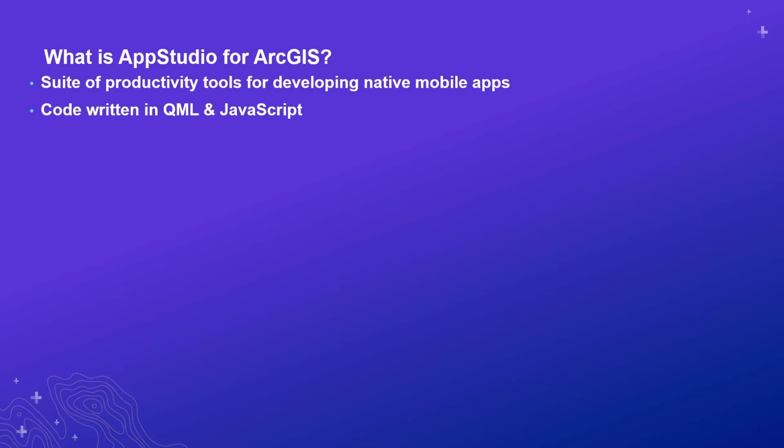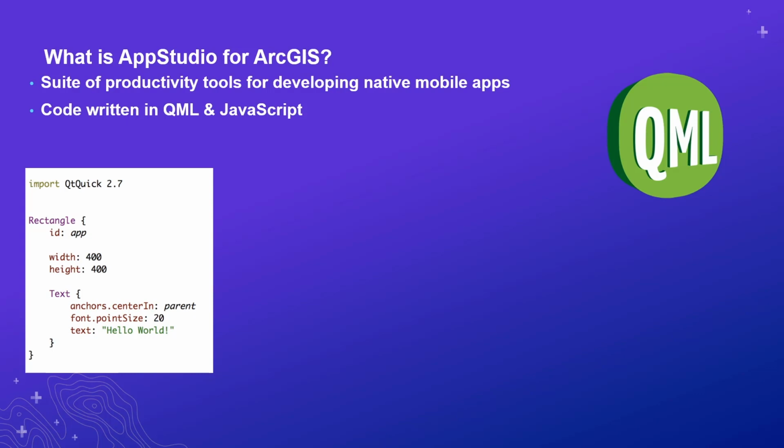So apps developed with AppStudio for ArcGIS are written in QML and JavaScript. And while everyone has heard of JavaScript, most people have never heard of QML. So QML stands for Qt Meta Language, and it's derived from Qt, which is a C-based language. It's a declarative language used mostly for developing the UI of an app. It's very similar to JSON, where objects have properties and those properties have values.